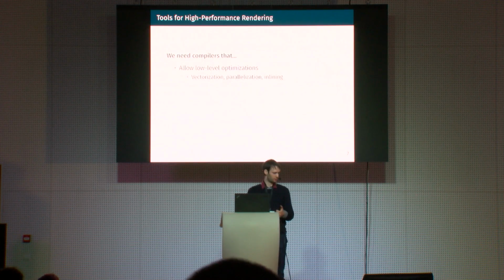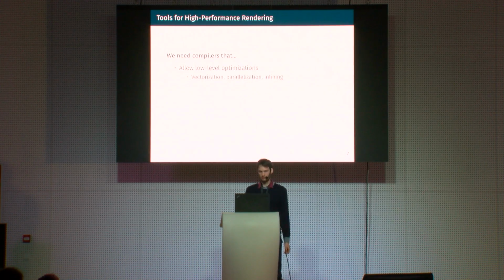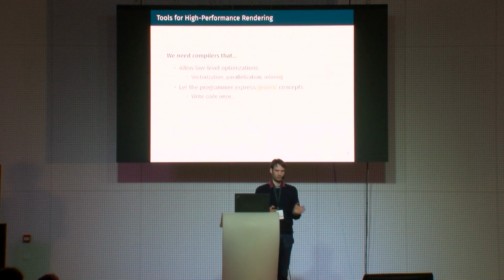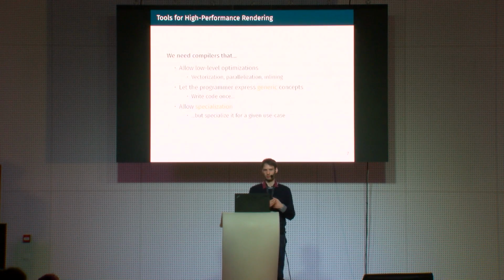So to sum things up, what you need is compilers that allow you to do low-level optimizations, like vectorization, parallelization, or inlining, in a really controlled manner. And you also want to let the programmer express generic concepts so that he writes the code only once, and then specializes it for a given use case to get the best performance without having to write it a second time.